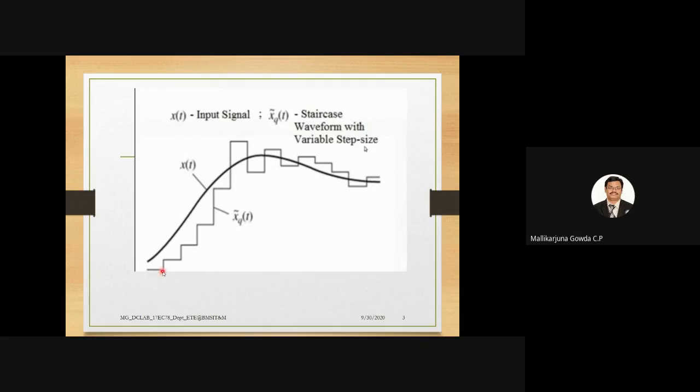Okay, so this is the starting point. Here I am sampling, right? This is my sampling duration, TS. Then this will be what? 2TS. Okay, 2TS. Then this will be what?